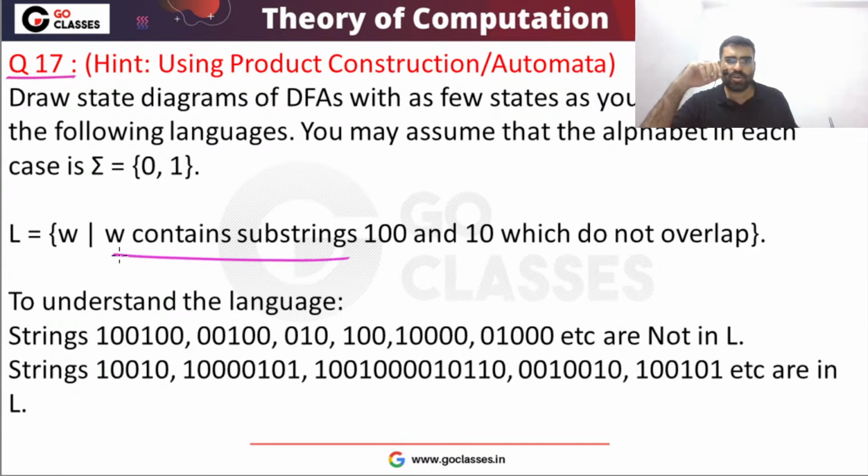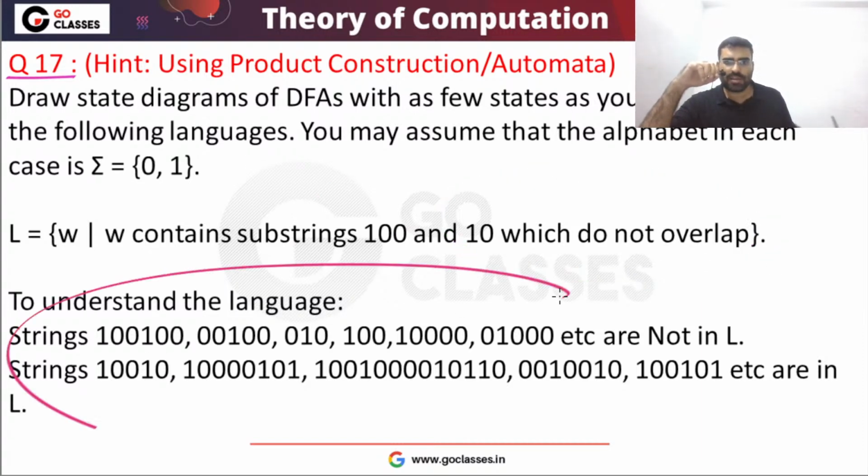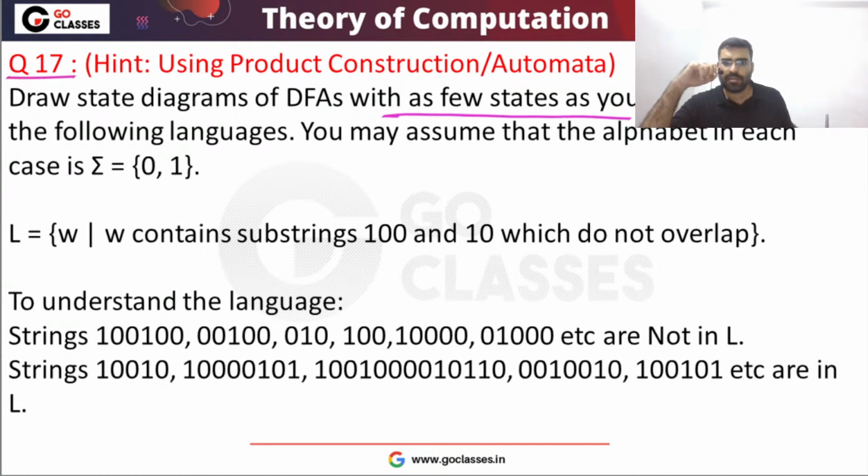The question is saying W contains substring 100 and 10 which do not overlap. First you understand the language and then you create the DFA. You can create product automata, but when you do, the DFA will not be minimal.